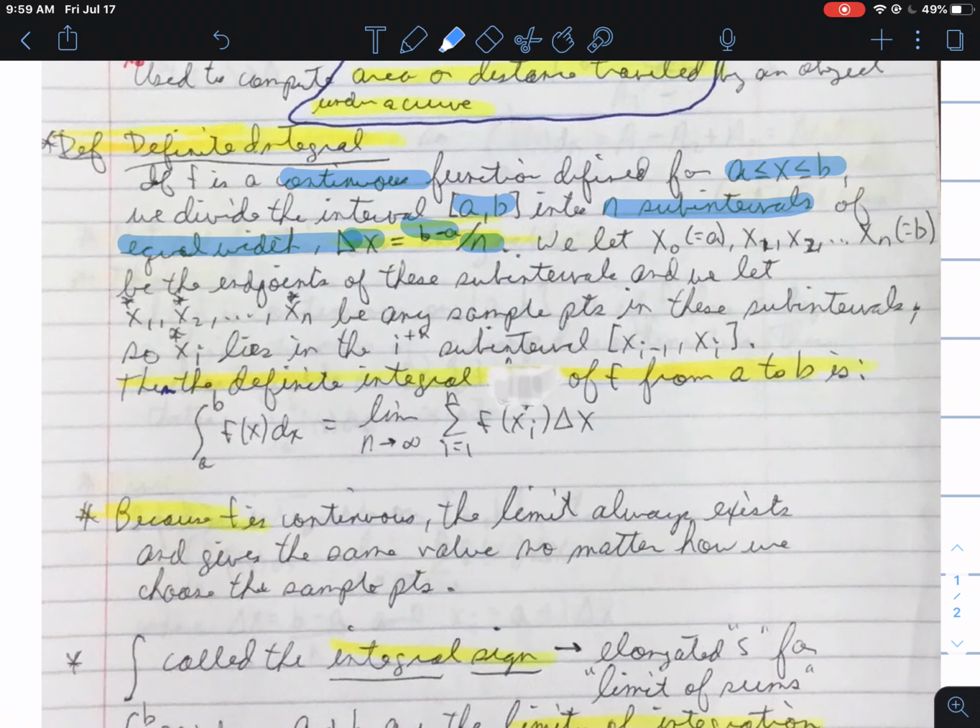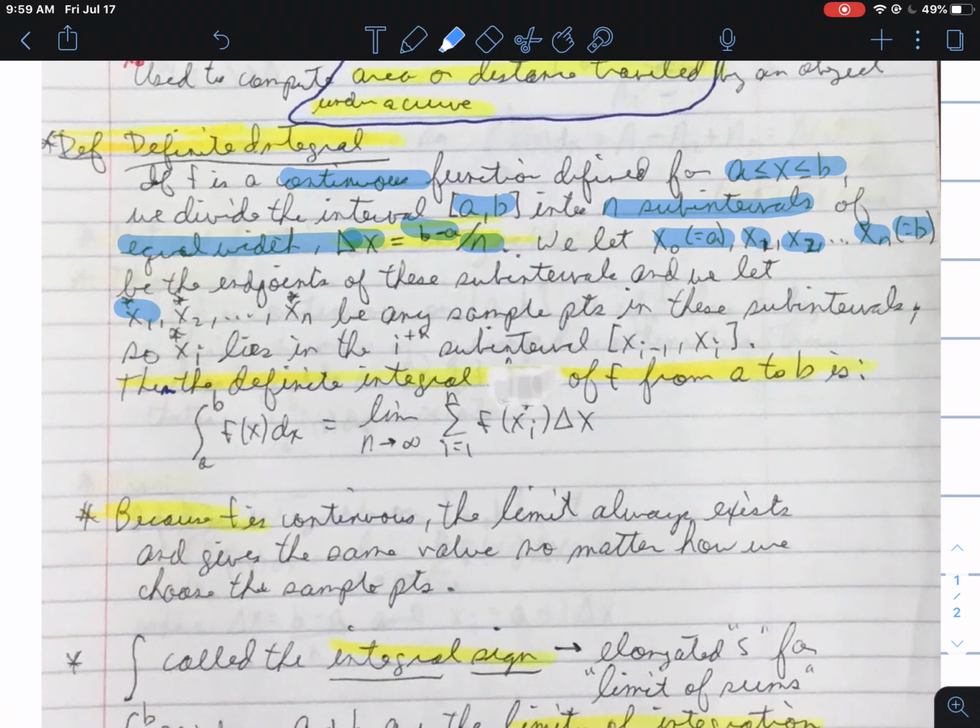And we let x sub 0 be the left endpoint. So x sub 0, remember, that was our a value. And then each of the endpoints of our subintervals, x sub 1, x sub 2, etc., up to the last subinterval, which ends at b, which would be x sub n, or have a right endpoint of x sub n, depending upon what n was. So we let those be the endpoints of our subintervals.